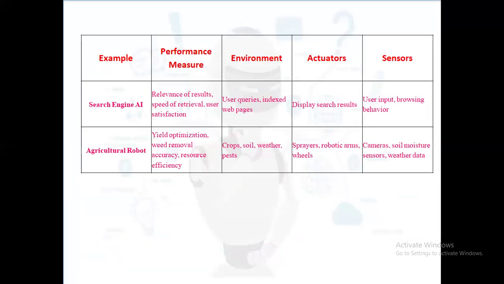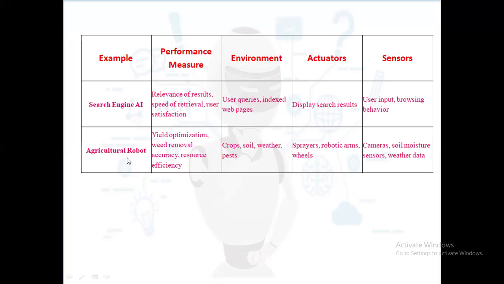Next example is the search engine AI. It processes user queries in a digital environment, retrieving relevant web pages. What is the purpose of using sensors? It uses the sensors to gather the user input and actuators to display search results. Its performance is based on the relevance of results, retrieval speed, and user satisfaction.